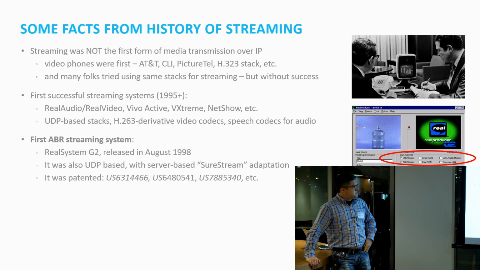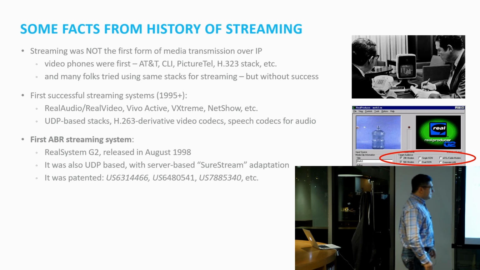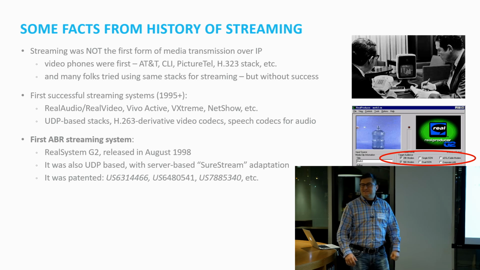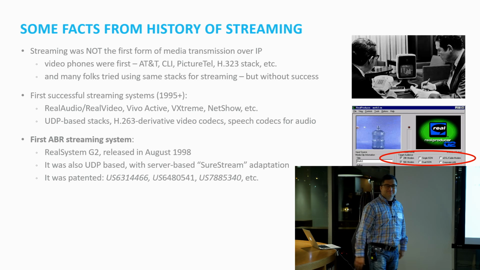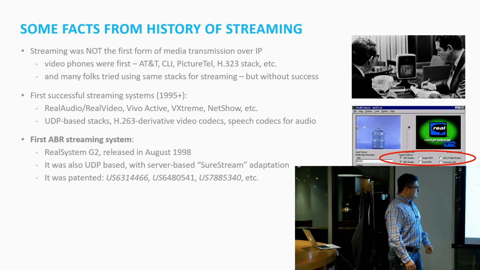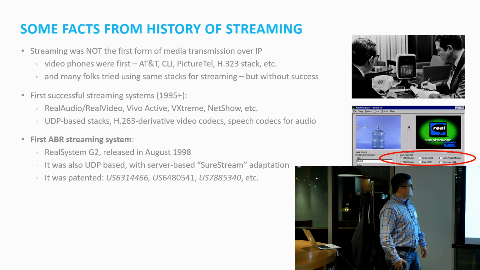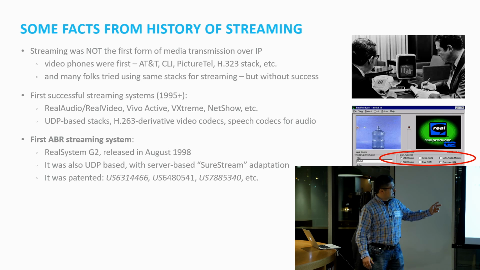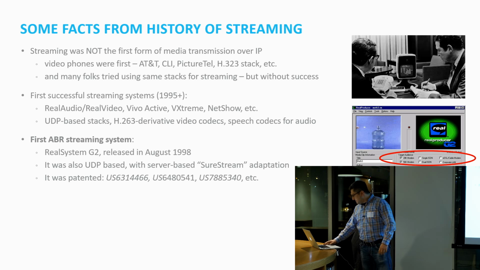And as I show on this diagram, it's a picture of RealProducer with kind of selection of target audiences, where you could click 28K, 56K, like single ISDN, dual ISDN, and so on. So this was the means by which encoding profiles were created back in 1998. And it worked. Of course, it was designed differently. It used UDP. It was patented. I'm embarrassed to say that I was one of the co-authors of this system.